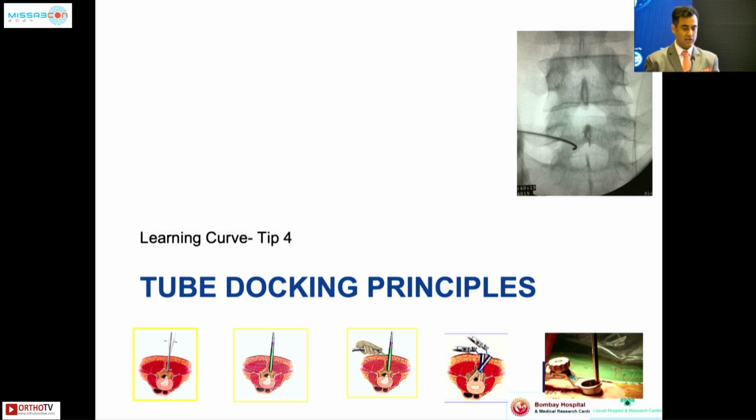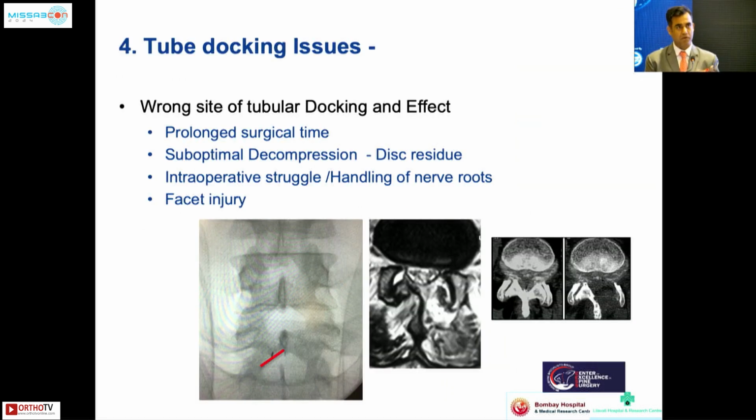90% of tubular surgery is all about tube docking. If your tube docking is good, 50% of your problems can go away. The right placement of the tube will lead to the pathology directly, and these principles keep changing from pathology to pathology. If a wrong tube docking has happened, it can lead to prolonged surgical time, surgeon fatigue and frustration, resulting in suboptimal decompression, intraoperative struggle, intraoperative bleeding, and facet injury. We have faced it all just because of one simple reason: wrong placement of our tube.